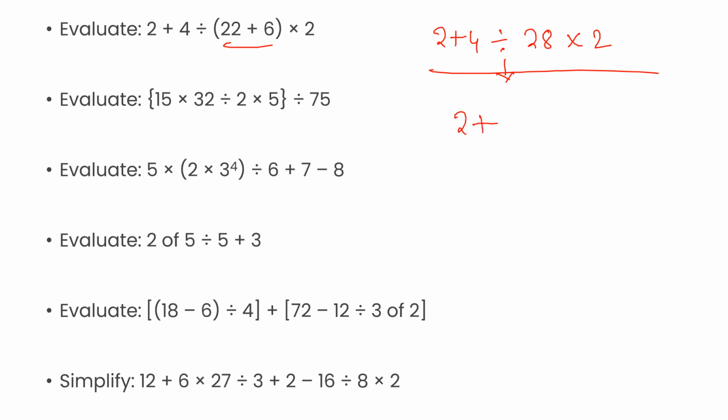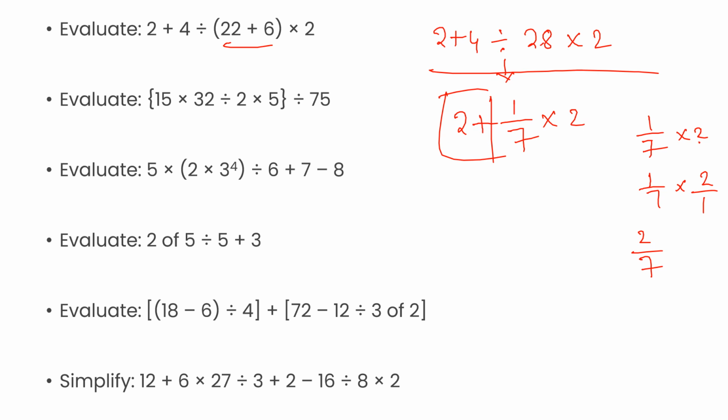2 plus 4 by 28 means 1 by 7. 4 ones are 4, 4 sevens are 28, so 1 by 7, into 2. Just leave the 2 part. 2 plus 1 by 7 into 2. If you don't find anything, you can write 2 as 2 by 1. Then what is this? 2 by 7: 1 into 2 is 2, 7 into 1 is 7. So 2 plus 2 by 7.